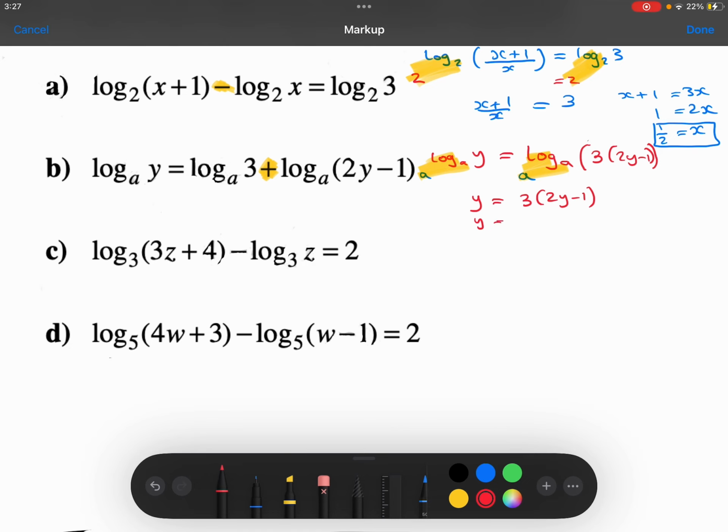Expand those brackets out. And solving this equation, I'll subtract the y from both sides, add the 3 to both sides, and divide by 5, and I find that y is 3/5.